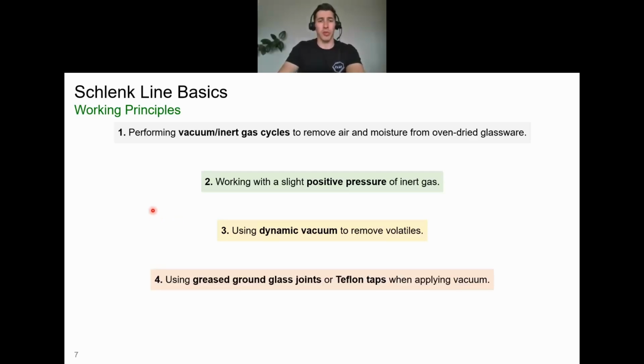We use greased ground glass joints or Teflon taps for all our connections, but especially so when applying vacuum.